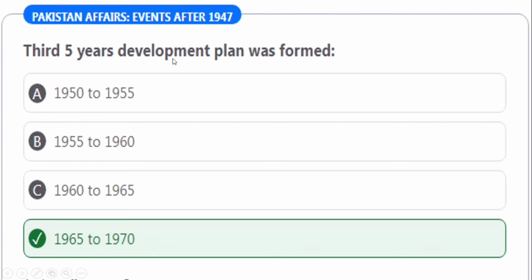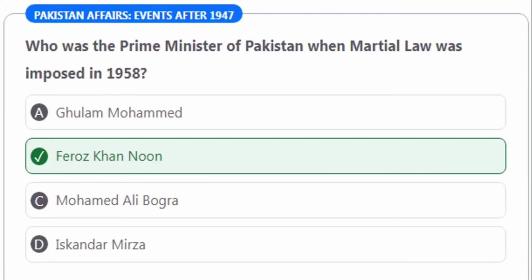Third 5-year development plan was formed right option A, D number 1965 to 1970. Who was the Prime Minister of Pakistan when martial law was imposed in 1958? Right option A, B number Feroz Khan Noon.